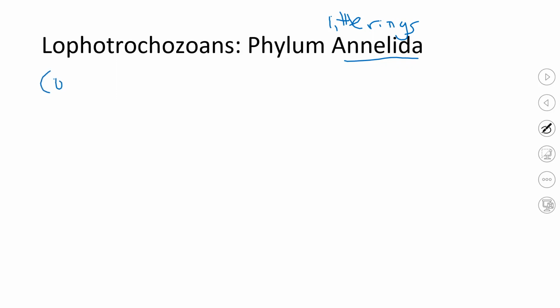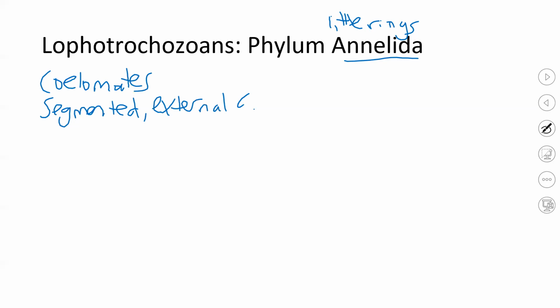Okay, so these are true coelomates, so they have a true coelom. They have a tube within a tube digestive system. And they get their name little rings because they are segmented. So their bodies are segmented. And they have an external layer called a cuticle, but their cuticle is not shed, which is in contrast to something we'll talk about later. So their external layer, the external layer of their skin, they don't shed it, but it's a protective layer for them.